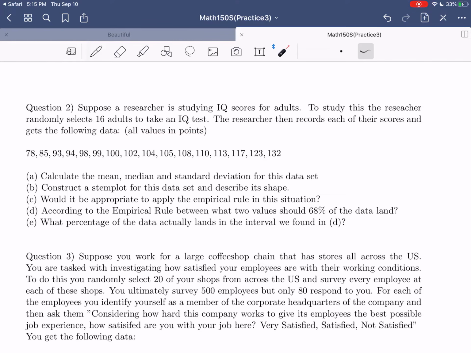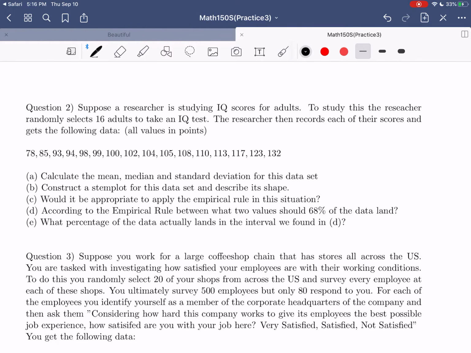And we're going to imagine that these IQ tests are scored in points. So we had somebody get a 78, 85, 93, all the way up to a 132. We're going to do some basic descriptive statistics: mean, median, standard deviation. We're going to look at a stem plot, and then we're going to talk a little bit about how we would use the empirical rule if it's appropriate to do so.